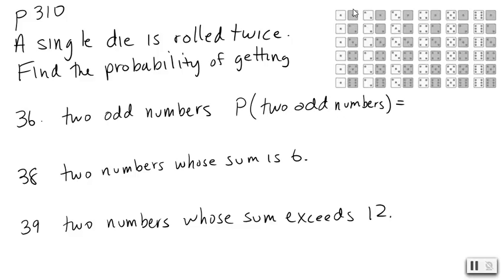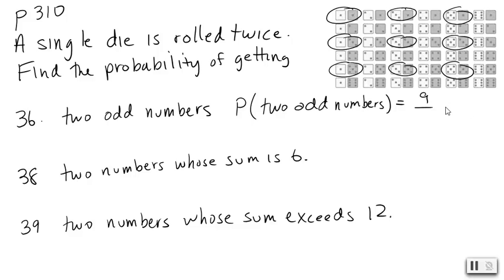So we could just go through and count. There's the 1 and the 1, the 1 and the 3, the 1 and the 5. I can skip all of the second column because they all have 2's. 3 and a 1, a 3 and a 3, 3 and a 5. The fourth column all has 4's. A 5 and a 1, a 5 and a 3, a 5 and a 5. These all have 6's. And so for both numbers to be odd, there are 9 possibilities.